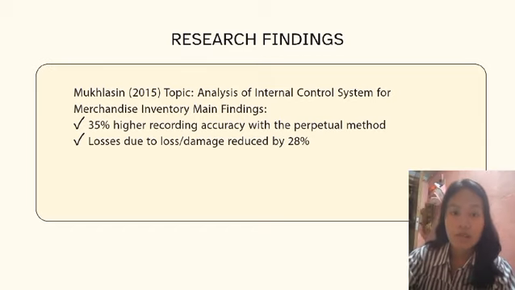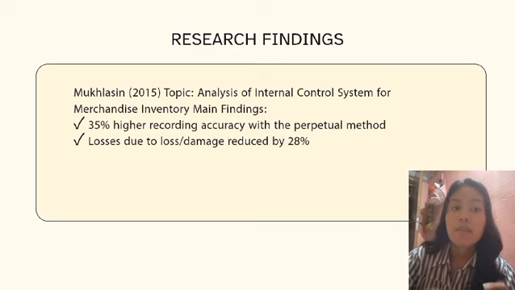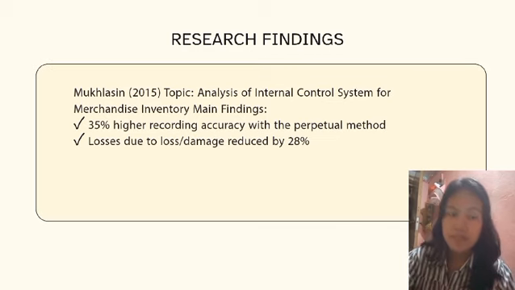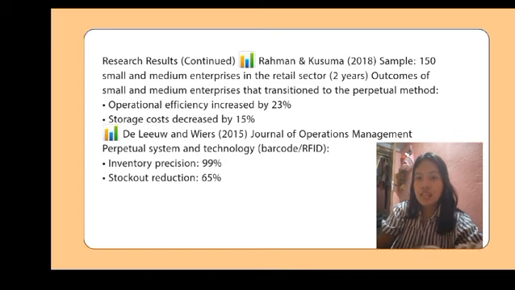Research conducted by Muklassin on an analysis of the perpetual supply system of trade found that the companies applying the perpetual method have 35% higher logistical levels than those employing periodic methods. The study also shows that the perpetual method can reduce loss or damage to property by 28%.